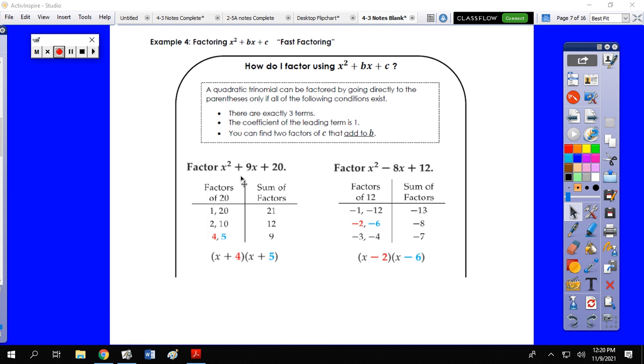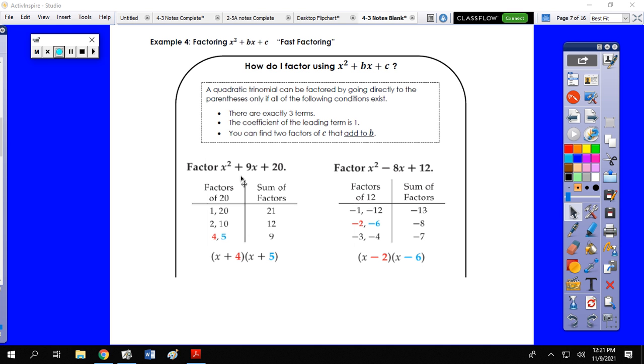This video is going to cover how to factor a trinomial when a is equal to 1. In other words, the number in front of the x squared is equal to 1. This type of factoring is what we're going to do anytime that we have exactly 3 terms. The coefficient on our lead term, that's the x squared term, is positive 1. And when we can find two factors that multiply to c and add to b.